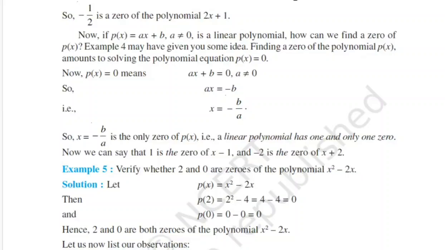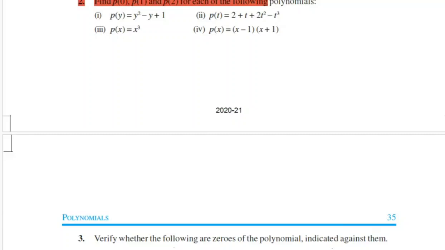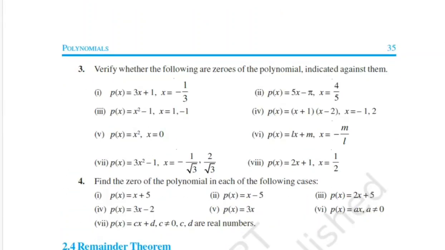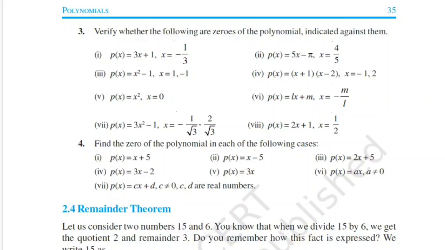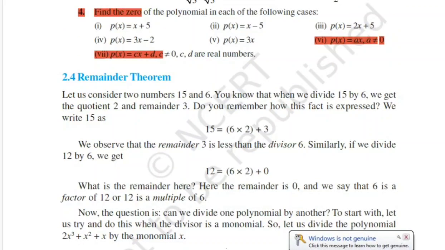So now if I move to exercise 2.2, you can go through question number 2. You will get 1 or 2 questions from here, not exactly the same question, but you will get such type of question. Okay, so question number 4 also you can go through. Question number 3 also. So question number 3 is 6. These are some different types of questions. And question number 4, 6 also you can see. Okay, 4, 7 also you can see.